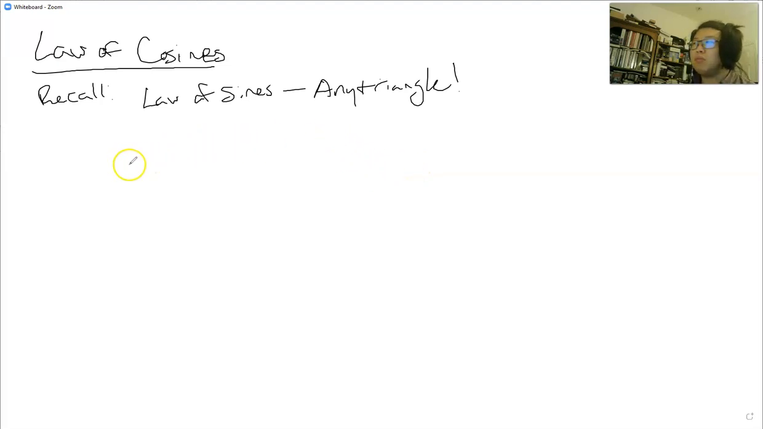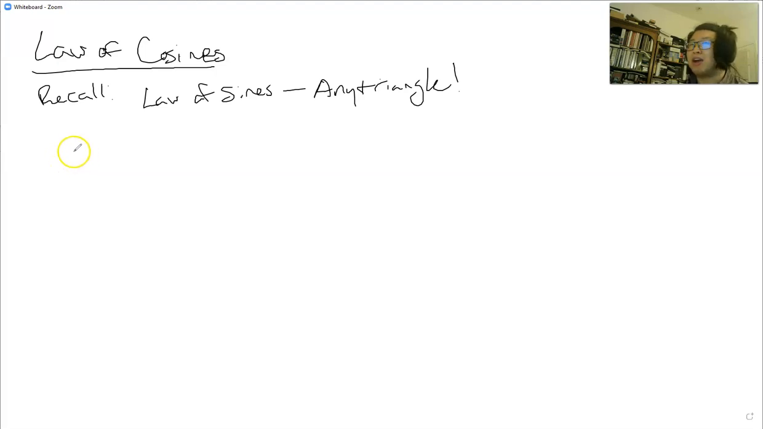Where law of sines was more of a ratio of sine A to side A, sine B to side B, this is a little less like that. This is more like the Pythagorean theorem in the sense that I'm going to provide you with a couple of formulas. They're all basically the same, but with some parts moved around. And the reason it looks like that is because it is actually based on the Pythagorean theorem.